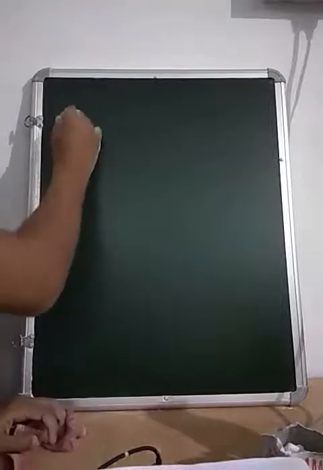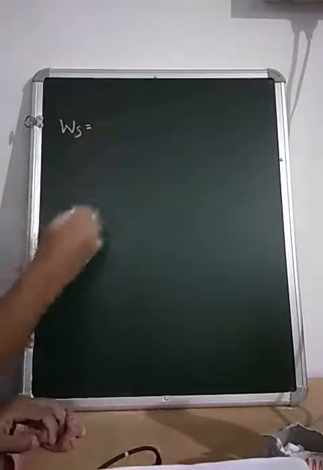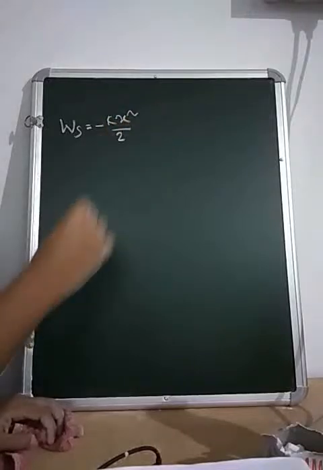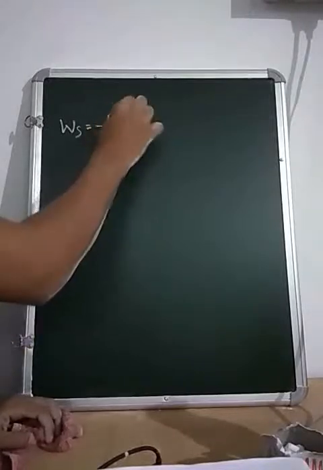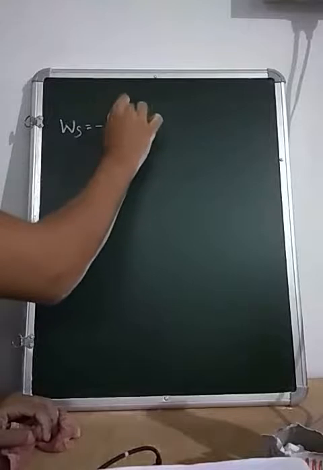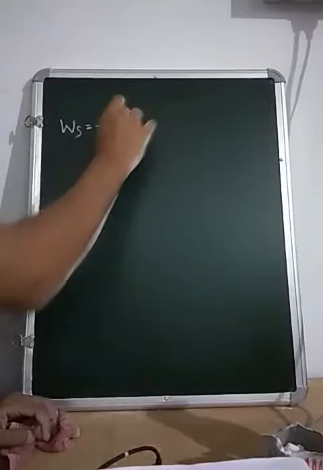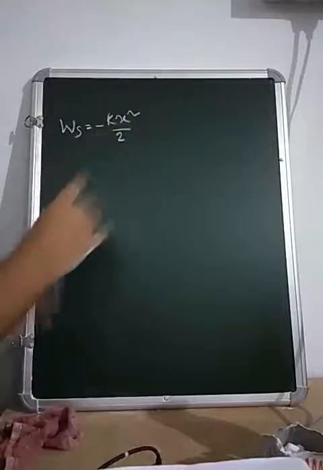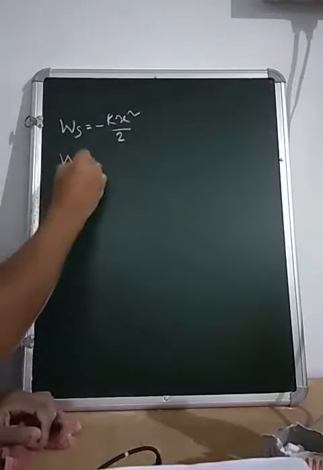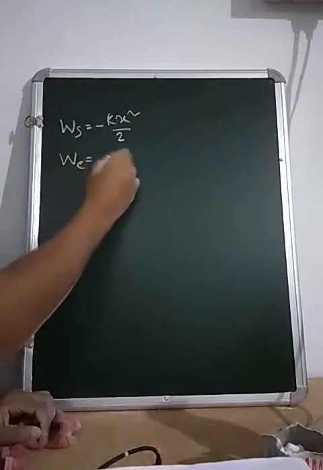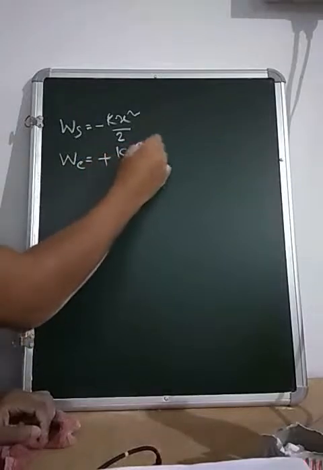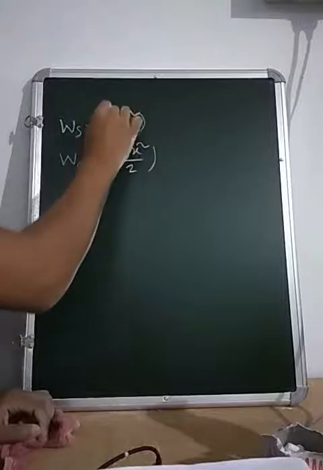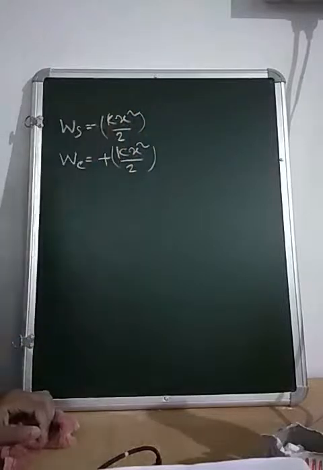So up to now what we have got: the work done by the spring is minus k into x squared by 2. K is the spring constant and x is the displacement of the spring, or x may be compression, how much the spring is compressed or extended. And the work done on the spring by the external force is k into x squared by 2. These things we have obtained.